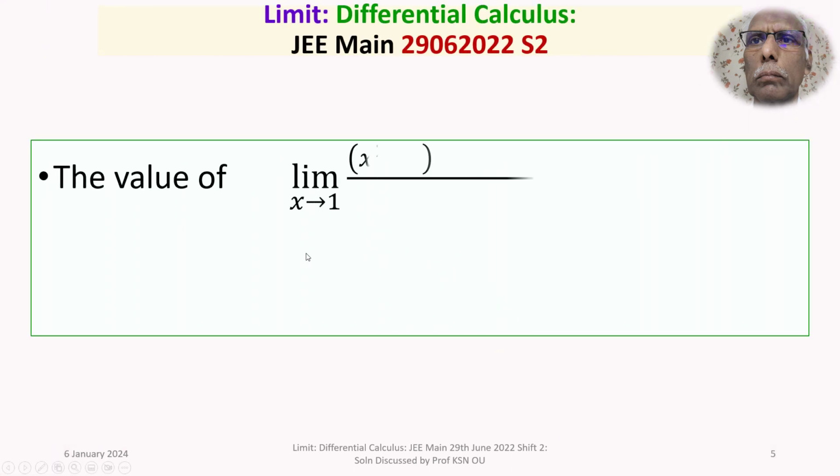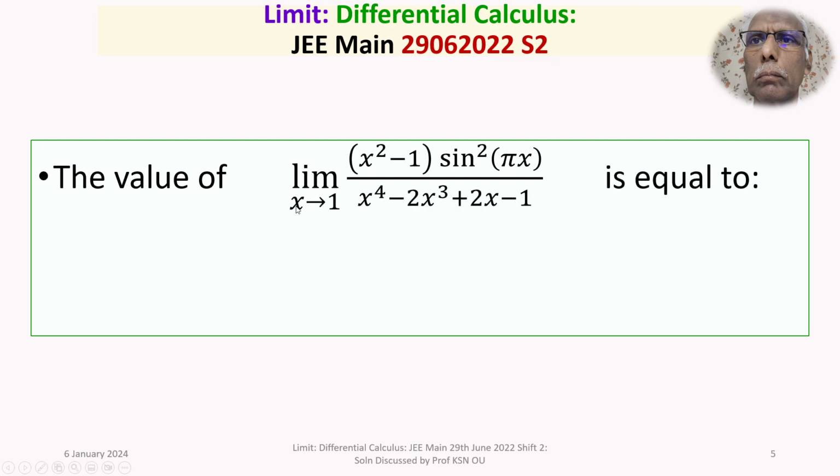The given question is: the value of the limit as x tends to 1 of the quotient, where the numerator is (x square minus 1) multiplied by sine square pi x, and the denominator is x to the power of 4 minus 2x cube plus 2x minus 1, is equal to.